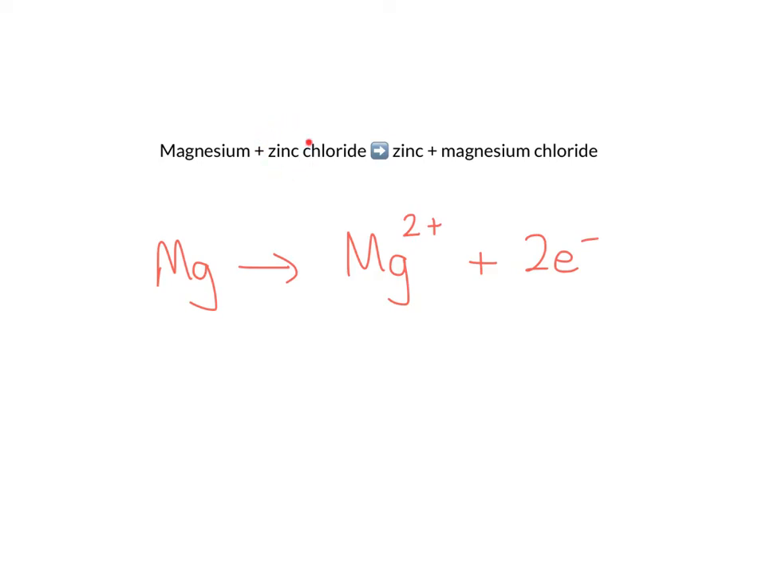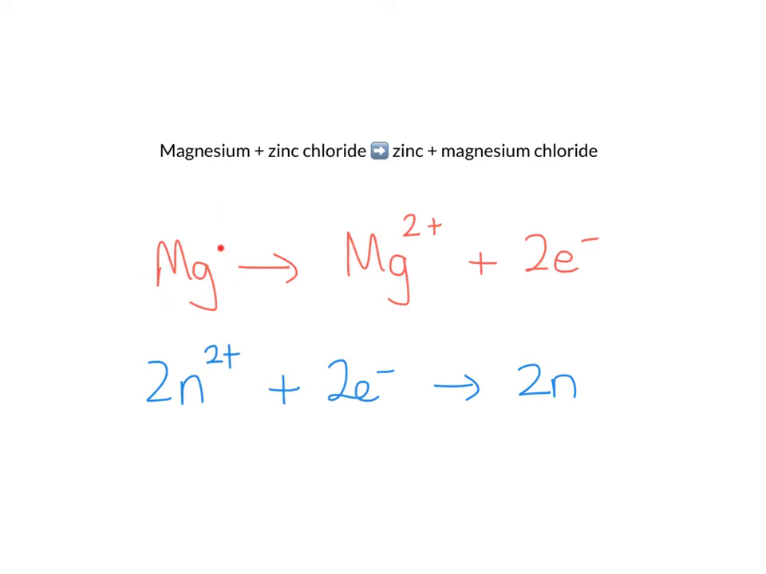Then let's look at the zinc. The zinc here is with zinc chloride. It's ionically bonded to the chloride. So it's going to be charged. Now I have to learn these charges. And zinc happens to have a positive 2 charge. So zinc will then need to gain 2 electrons and become zinc atoms in the zinc metal.